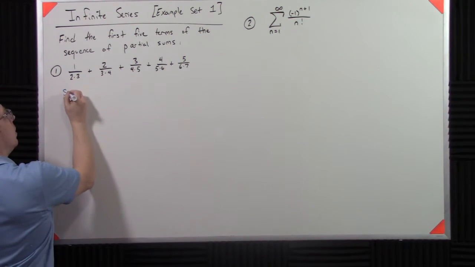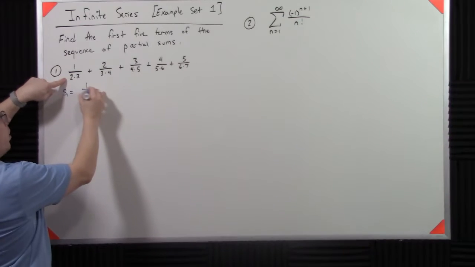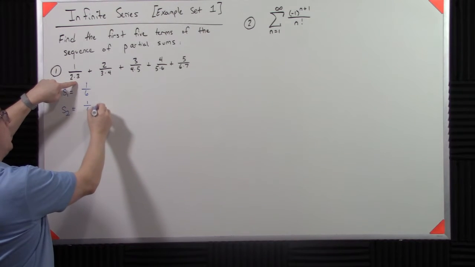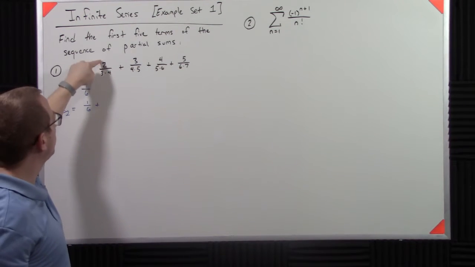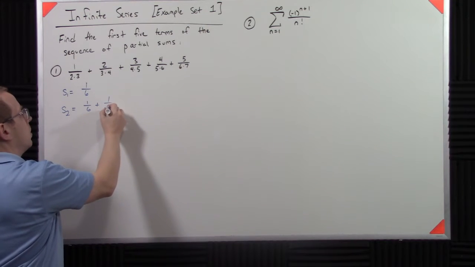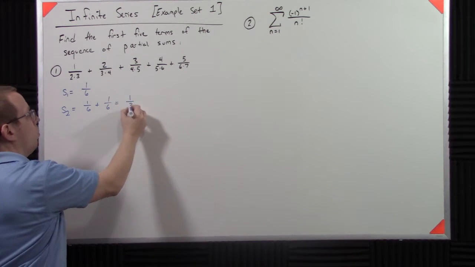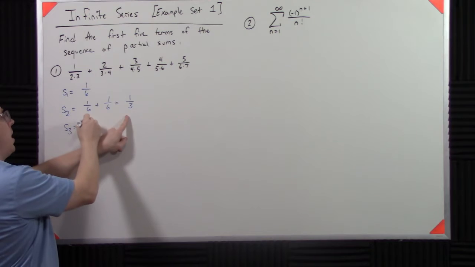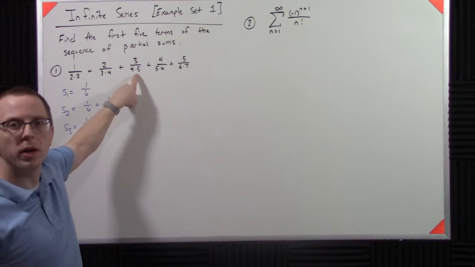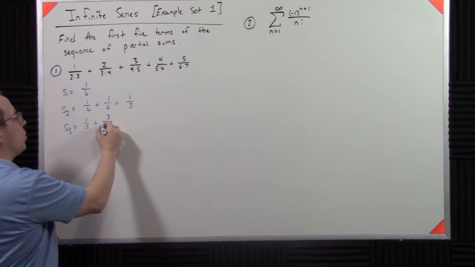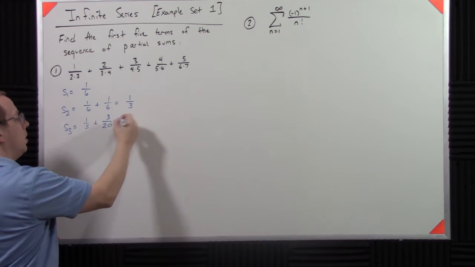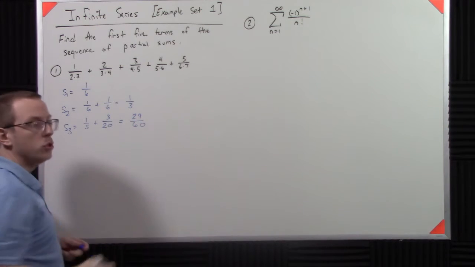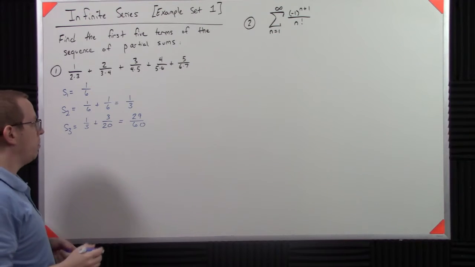S1 is just the first term. So that's clearly 1 over 6. But the second term is the first term plus the second term. Well, this is 2 over 12, which is also 1 over 6. So we get 1/3. Now, the third term is the second term plus the next term in the sequence, which is 3 over 20. So that's going to get us 29 over 60 by getting common denominators.